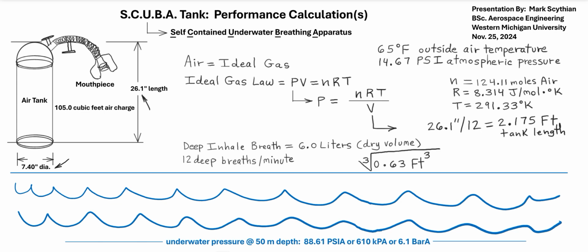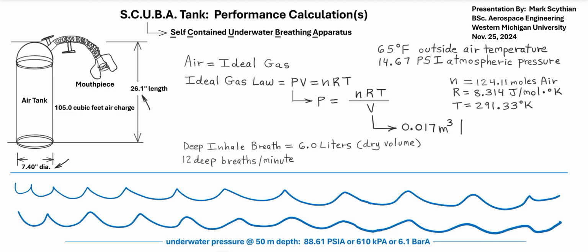0.63 cubic feet. So if we find its cube root, we can get the linear feet, then divide it by 3.28 feet to a meter, to then get linear meters. Then we cube that value. So this is 0.017 cubic meters of structural volume of the tank. So that will be our V component.